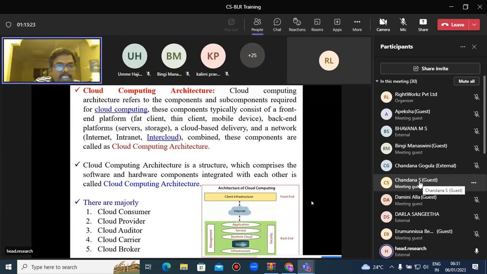Simply, I can say it is a structure which comprises the software and hardware components and the connections among them. That is called the cloud computing architecture. Cloud computing architecture is a structure which comprises the software and hardware components integrated with each other. Then there are majorly 5 types of cloud computing architecture.